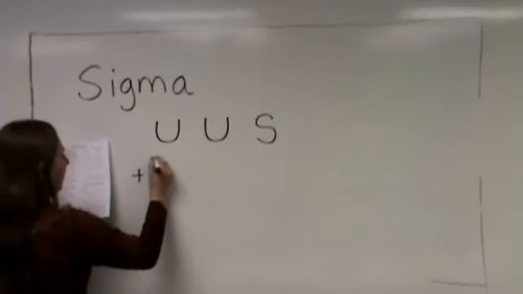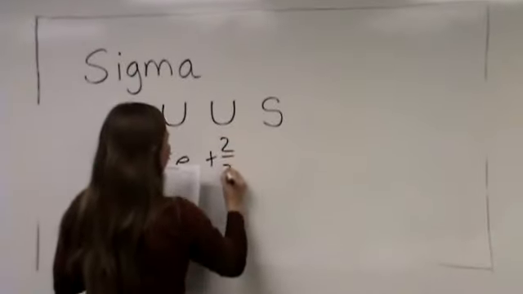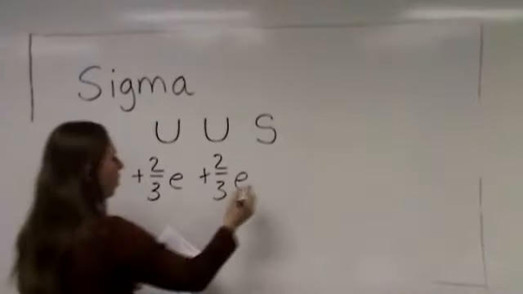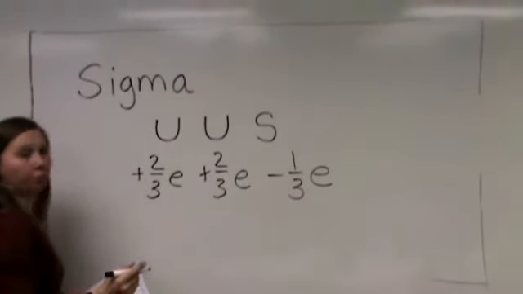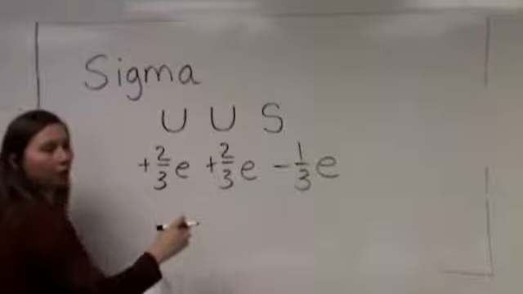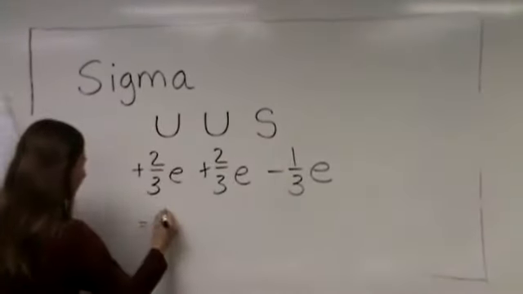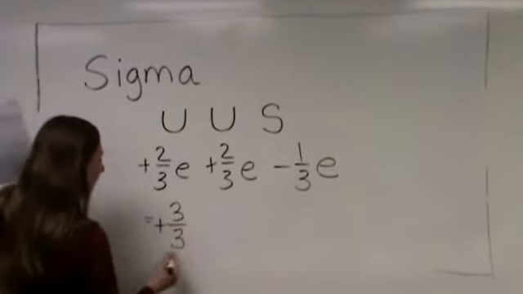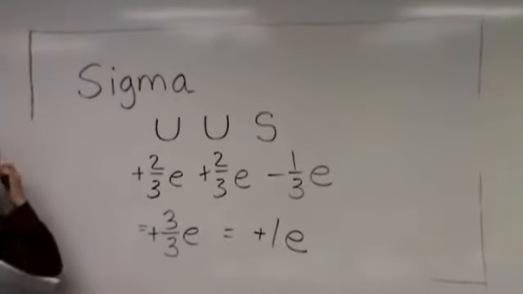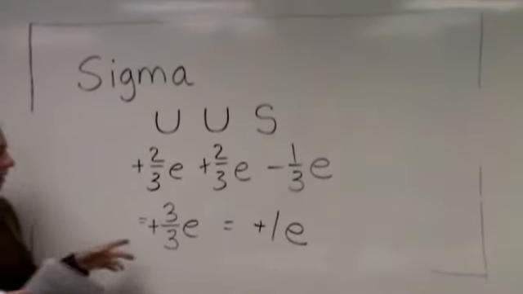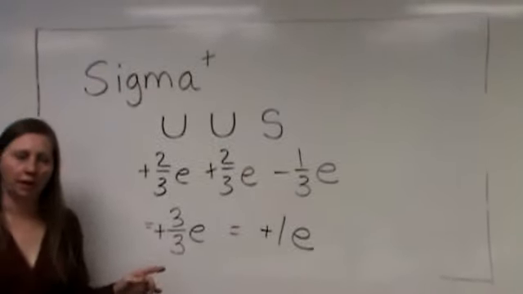The up quark, positive 2/3 e. Another up quark, positive 2/3 e. And a strange quark, negative 1/3 e. Wow, this one's just like a proton. Positive 2/3 plus 2/3 is 4/3, minus 1/3 is again 3/3, positive 3/3, or positive 1 e, just like a proton. So this particular sigma is a sigma positive. It's got the same charge as a proton.